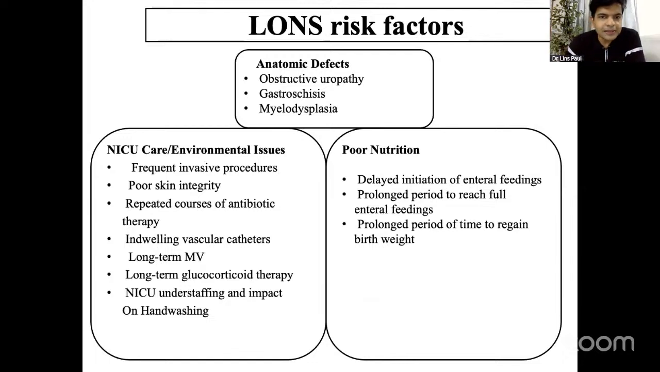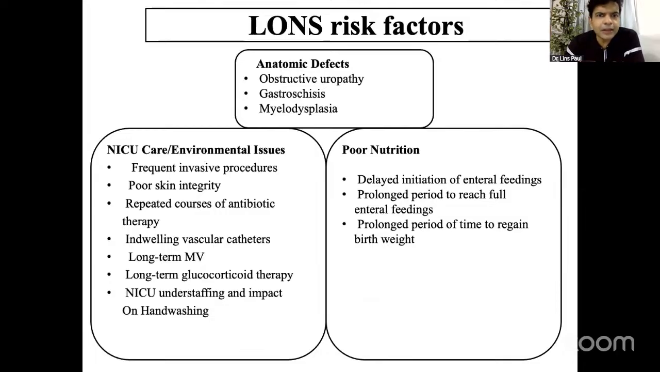The next thing, coming to nutrition, is poor nutrition. Many units try to keep the baby NPO for a long time. That practice should be avoided. Any preterm baby, whether 24 weeks or 25 weeks, you should at least start minimal enteral nutrition, and you should reasonably hike the feeds in a reasonably fast manner so as to attain full feeds as early as possible. You should avoid IV fluids or TPN for a long duration. So delayed initiation of enteral feedings, long period to reach full feeding, and prolonged period of time to regain birth weight are some of the risk factors for LONS.